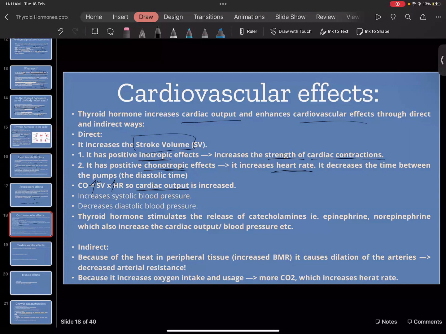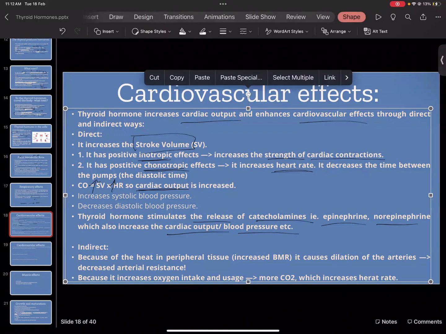Thyroid hormone stimulates the release of catecholamines like epinephrine and norepinephrine, which also increase the cardiac output and blood pressure. So we already know that epinephrine and norepinephrine stimulate the heart through beta receptors, and it tells it to pump more, pump faster, all that kind of stuff. So basically, when you put catecholamines and you bring thyroid hormone, they work together to do a better job.